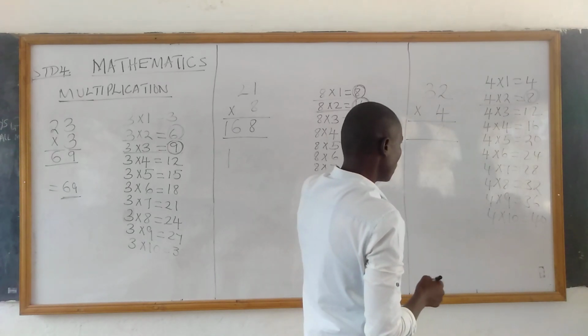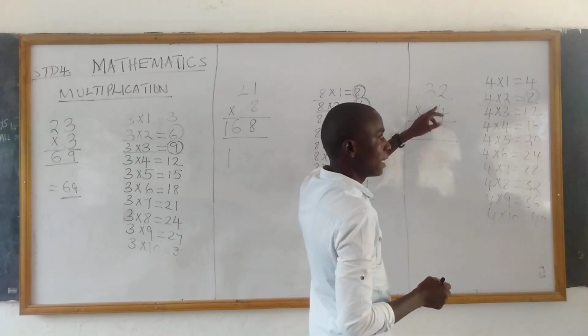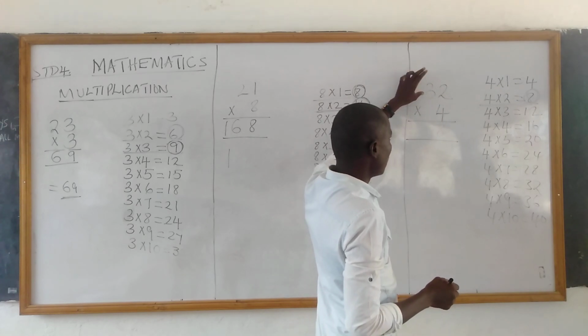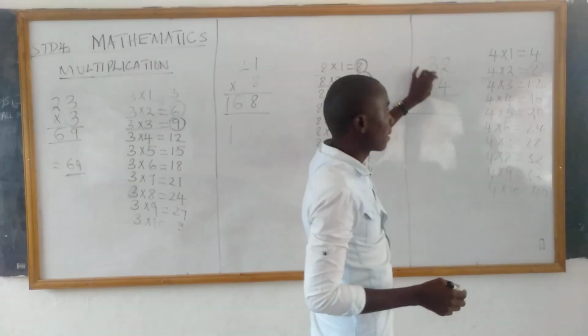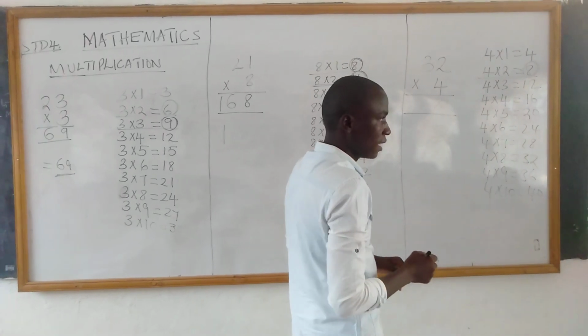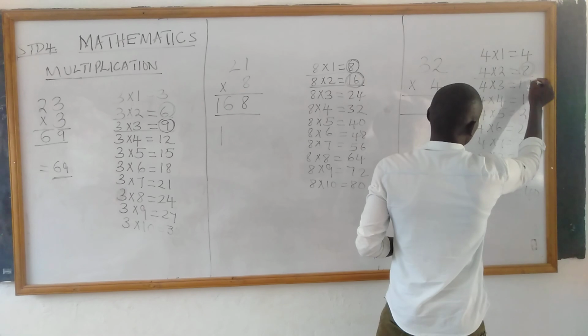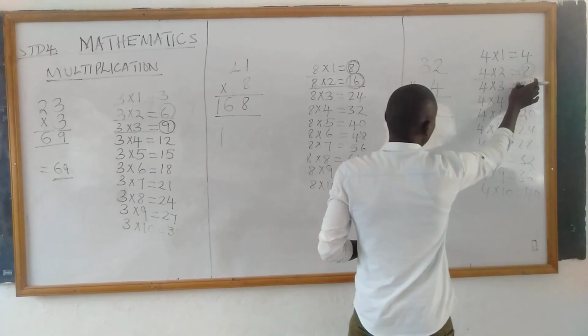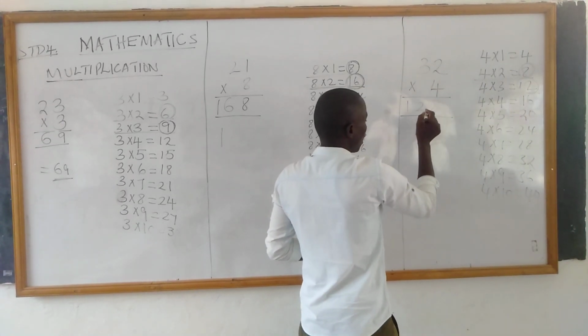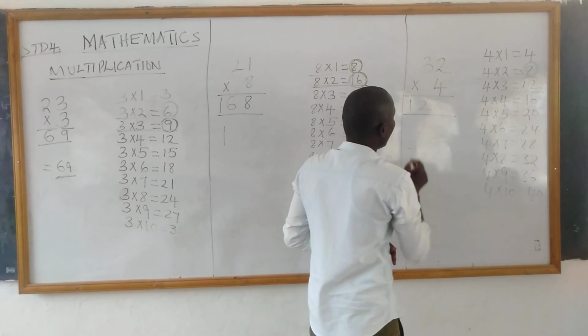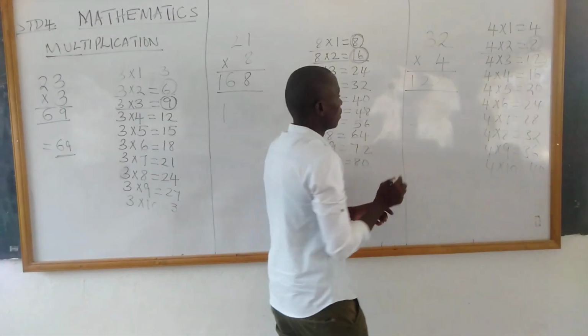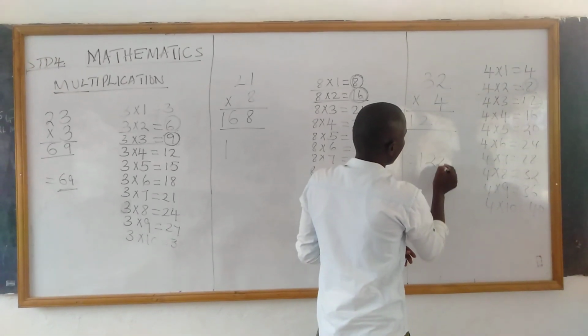Once you are done with that, you go to the next number, which is 4 multiplied by the number in the tens column. The number in the tens column is 3, so it will be 4 multiplied by 3. Go to your table again. Do you have 4 times 3? Yes. You underline it and circle the answer, which is 12. Take it and write it there to have 128. Hence our answer, 32 times 4 is 128.